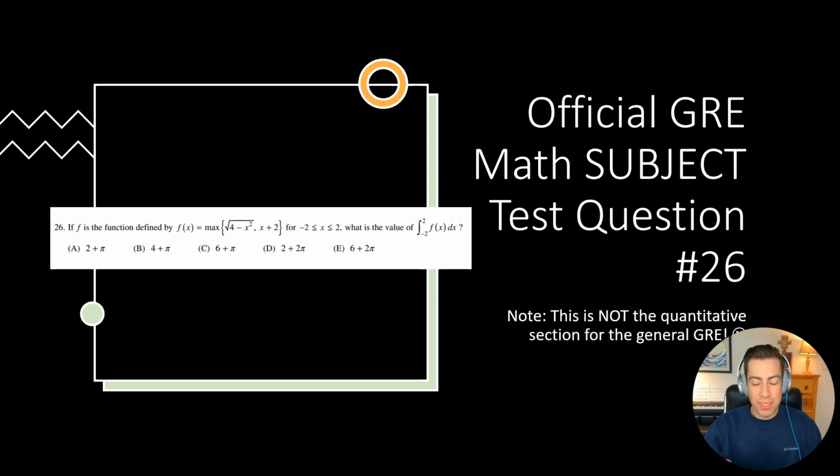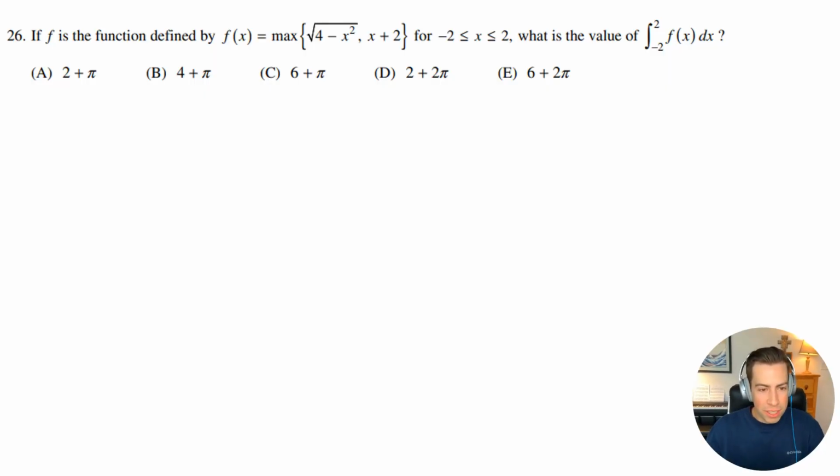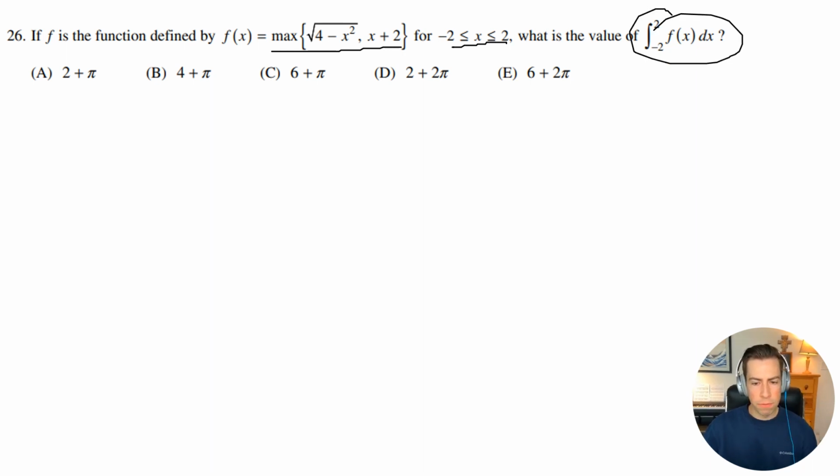All right, question number 26, let's get right into it. So I have f as a function defined by f of x equals the maximum value for these two functions for -2 ≤ x ≤ 2. What is the value of this integral right here?